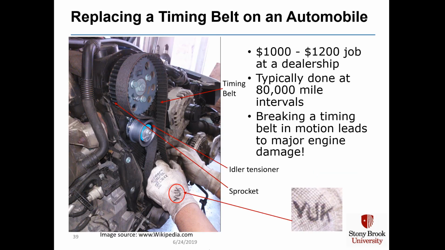Replacing a timing belt on an automobile is a very expensive job, typically $1,000 to $1,200 at a dealership. You normally have to have it done at 80,000-mile intervals, and if you break a timing belt while the automobile is in motion, this can lead to major engine damage.